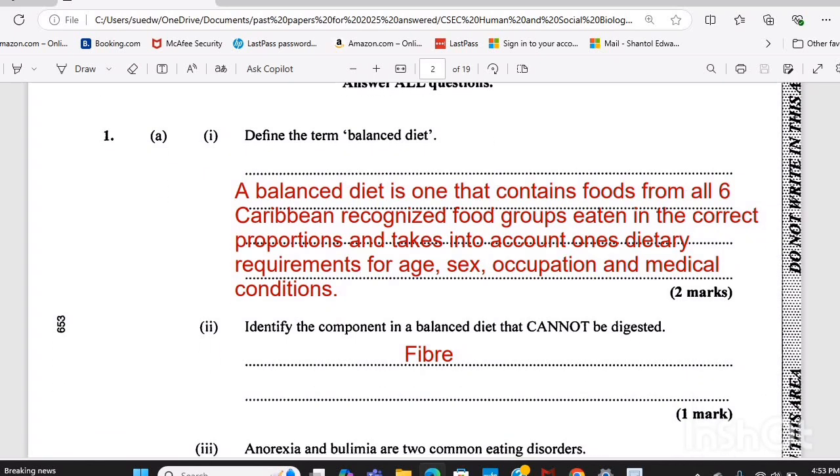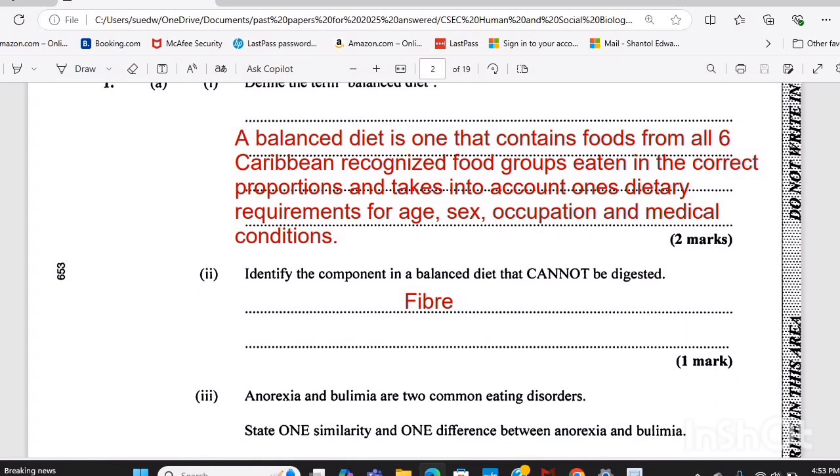And that's 1 mark. The next part of the question says, anorexia and bulimia are 2 common eating disorders. State 1 similarity and 1 difference between anorexia and bulimia. Now, for those of you who would have studied this, or your teacher would have gone through it with you, you can pause the video and write down your own answers. And then after you have paused the video and replayed, you can see if what I have as the answer matches up with what you know. All right, thank you for pausing the video.